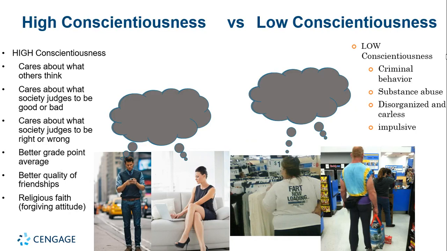Now, conscientiousness is how much you think about how other people feel and what other people are thinking about. People who are highly conscientious care about what other people think. They also care about how society judges them. And so they tend to want to be good. They care about what society thinks is right and wrong. Because they care, they often tend to have better grade point averages. If you care what your teacher thinks about you, well, then you try harder to do well. They also tend to have better friendships. Why? Because if you care about how your friend sees you, you tend to do more things to make sure your friend sees you in a good light.